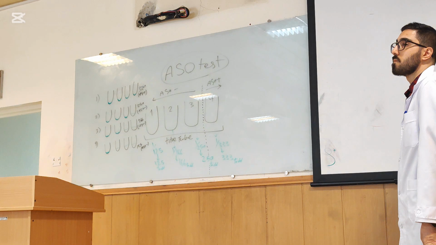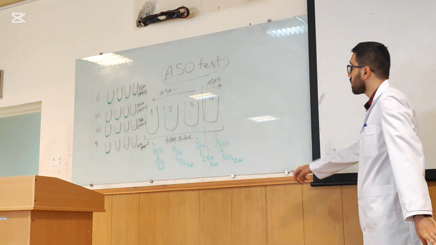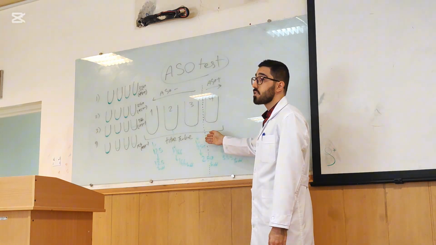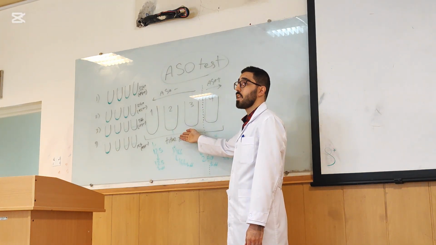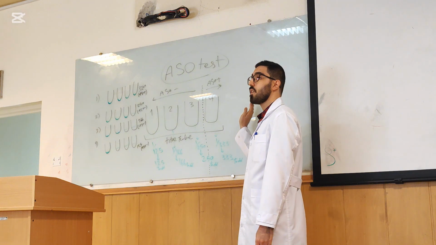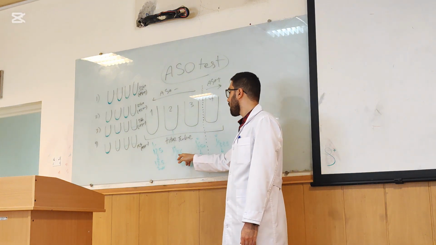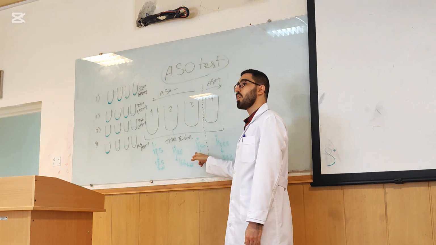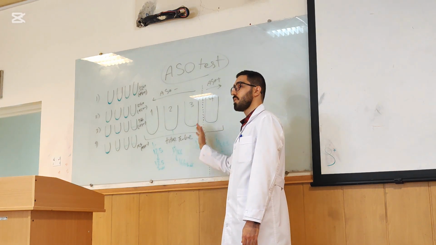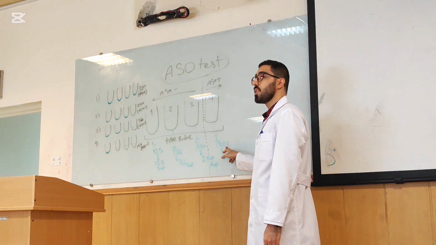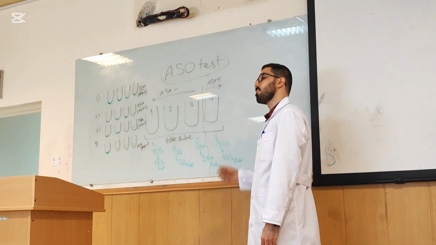Then if the titer is 250, is the test positive or negative? If the titer is 250, negative. This is your borderline. Less than that, we call it ASO negative. After that, we call it ASO positive. 125, 166, and 250, we call it ASO negative. 333, we call it ASO positive.